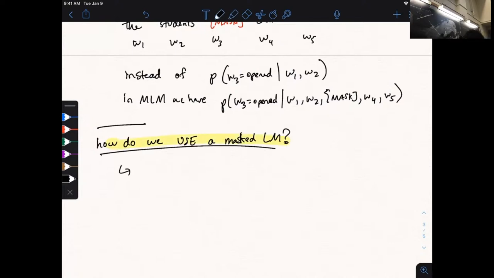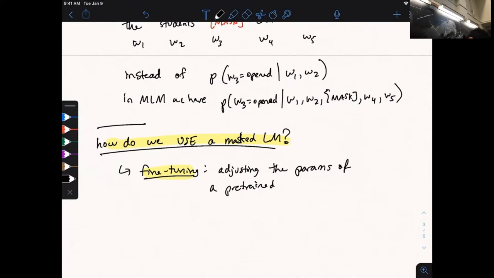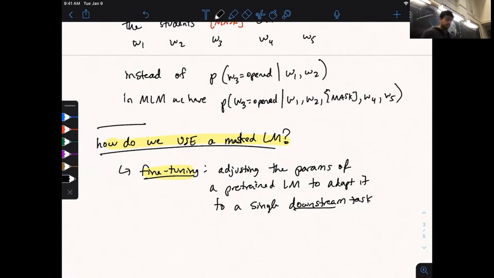So this is a process called fine-tuning, and this is an important term that you'll see in many, many papers, so you should understand it. Basically, fine-tuning refers to adjusting the parameters of a pre-trained LM to adapt it to a single downstream task. So downstream task is another bit of terminology that you'll hear and read in many papers. It refers to a task that you actually want to solve.